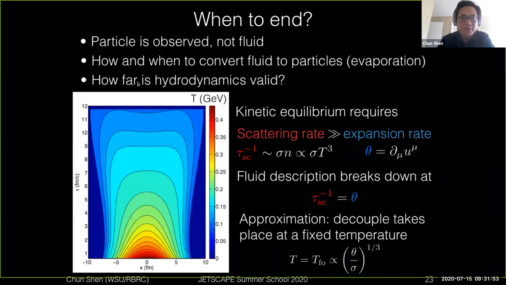Then we need to develop a criterion first to see when and where the hydrodynamics becomes invalid, and we need to switch from a fluid cell description into a particle description, and then further propagate those particles through scatterings in the hadronic phase. So one estimation you can try is looking at kinetic equilibrium. Hydrodynamics requires local thermal equilibrium for the fluid cell description to be valid.